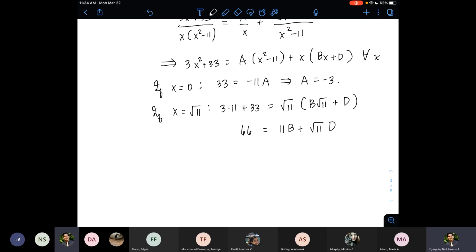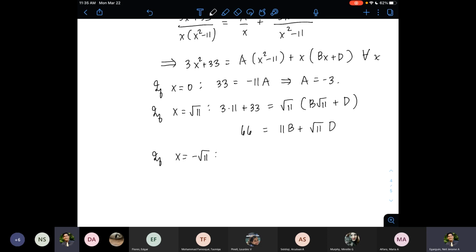All right. Unfortunately, here I have two unknowns, b and d, with only one equation, so I cannot solve it in this particular form. So I need another equation, and I can get that by choosing another value for x. Say I'll choose negative root of 11. Of course, you can choose any other x value that you want, okay? But I guess I'll stick with this one.